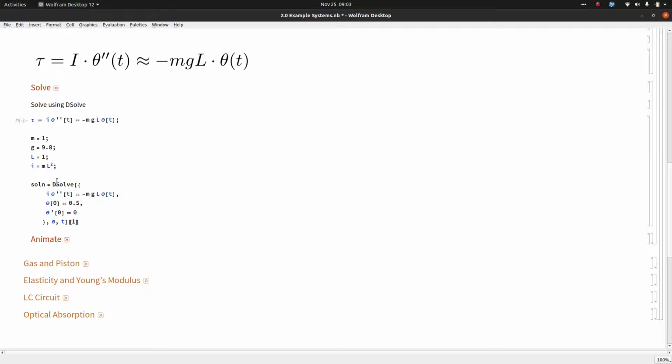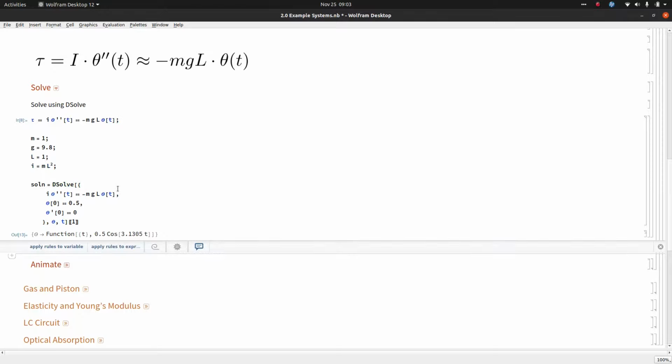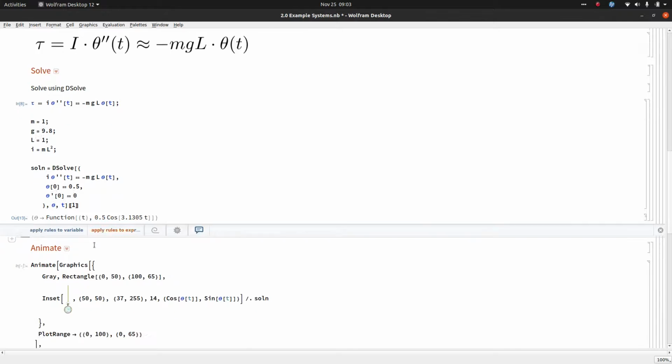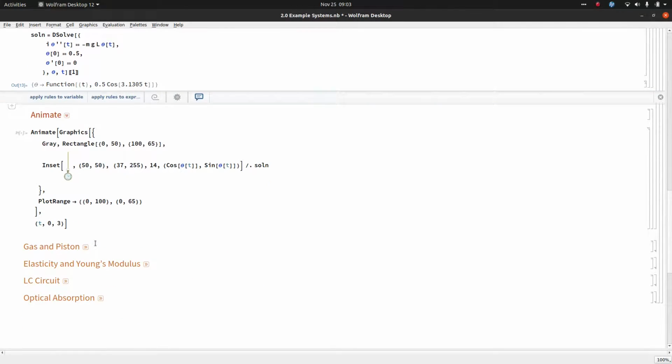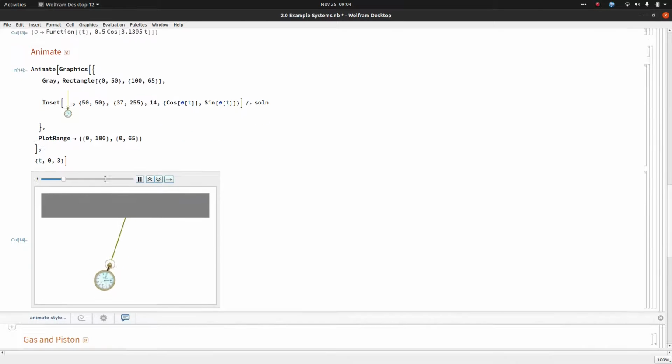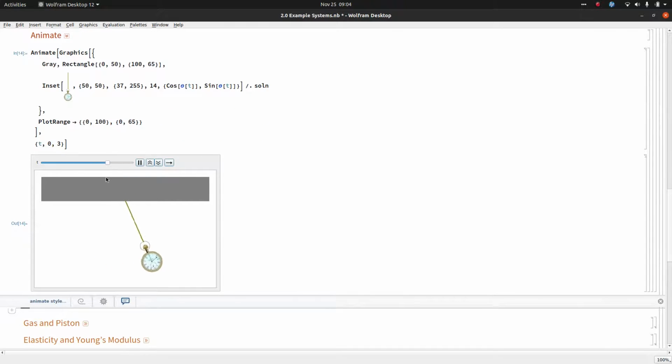And again, we plug in our DSolve. We plug in our equation of motion, the initial conditions, hold down shift and press enter, and we get our solution. Just like before, we can do our animation. I will hold this screen up for a second in case anybody wants to pause the video. Highly recommend you try to go through and reproduce this yourself. But if we run our code, you can see we get a nice animation of a pendulum, in this case, a pocket watch swinging back and forth.